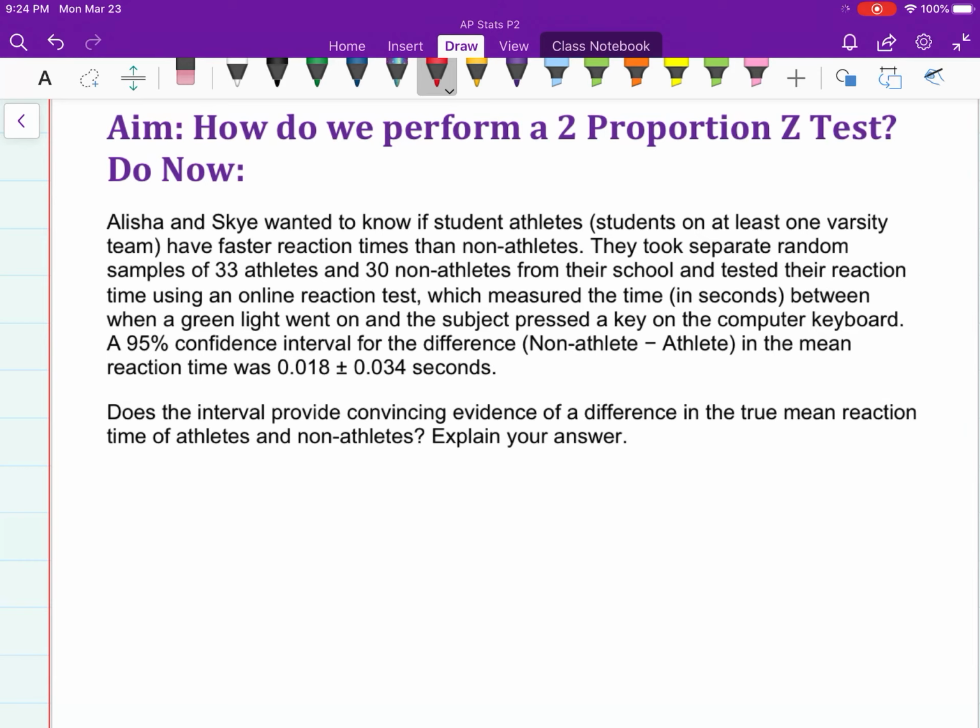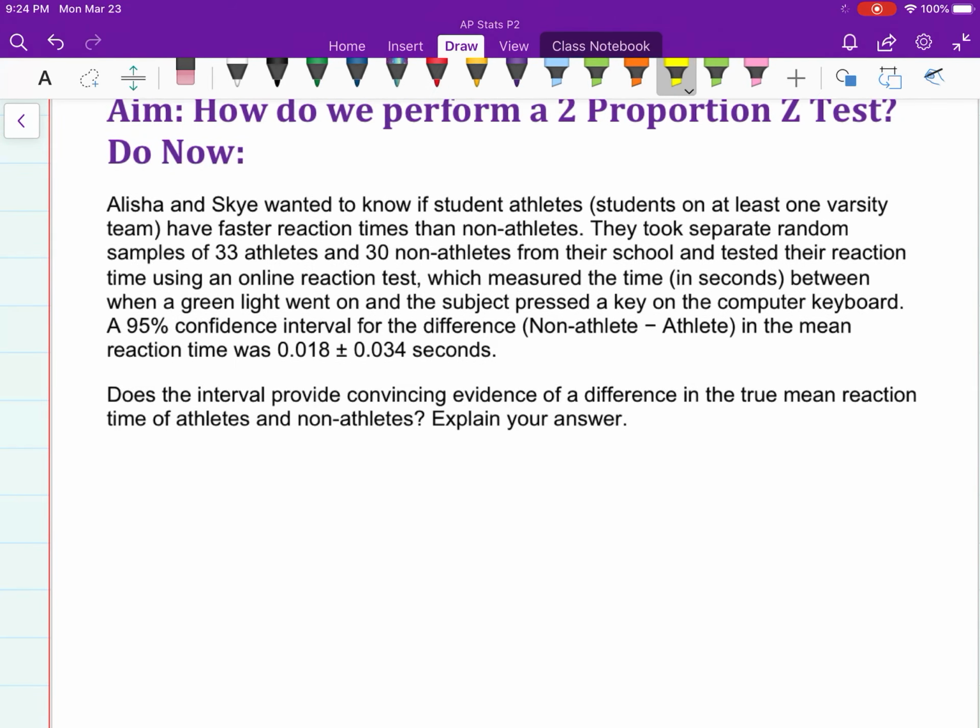So if you didn't get a chance to read the do now question, you can go ahead and pause the video. All right, now that you had a chance to read the question, what I'm going to do is go ahead and actually make this confidence interval. So 0.018 minus 0.034 comes out to be negative 0.016. And when you add 0.034, you get a positive 0.052.